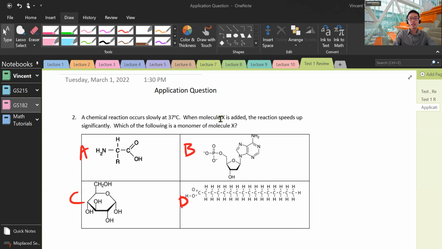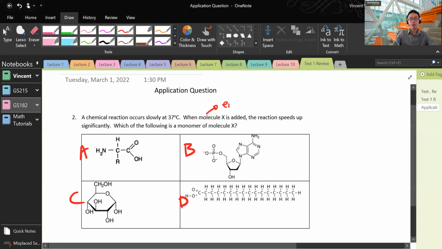So we have to establish that the molecule in question is actually an enzyme. And then it becomes so much easier, right? What is the monomer of an enzyme? Well, enzymes are proteins. So proteins are made up of amino acids, right? Hopefully you know that. And I told you, even though you don't have to know how to draw them, you should recognize what an amino acid looks like. So that's why the answer is A.